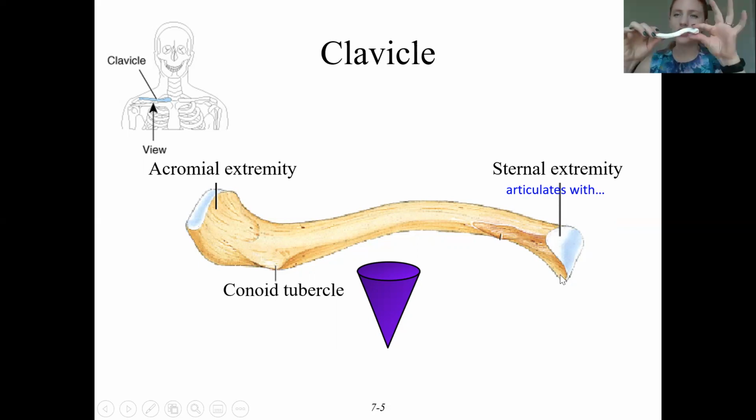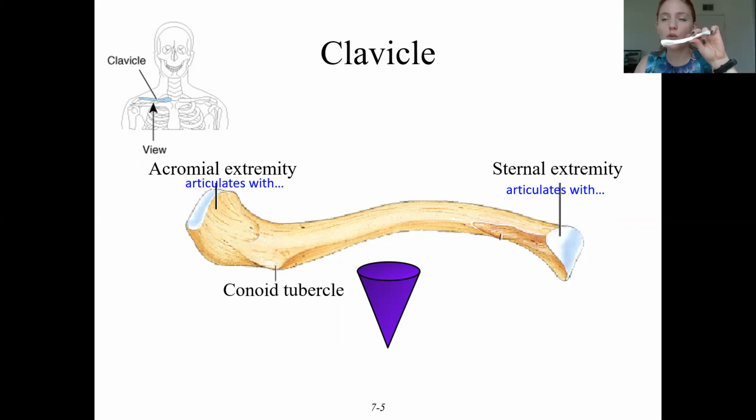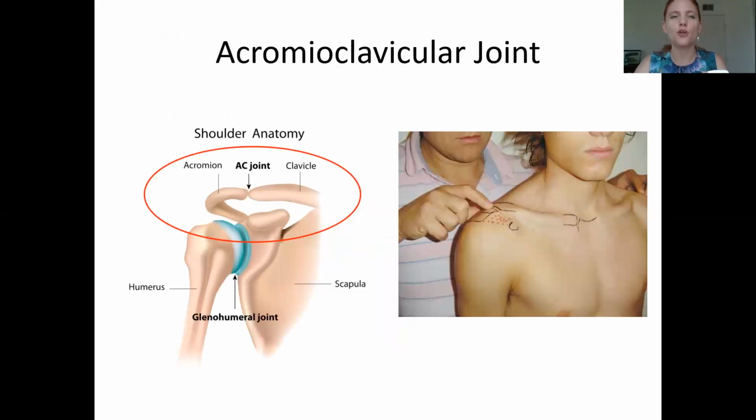And then on the other side, the side that's lumpier and more rounded, that is going to be the acromial end. The acromial end is going to articulate with the acromion of the scapula. So this end here, the sternal end, is going to articulate with the sternum. The acromial end is going to articulate with the scapula, which creates the shoulder joint. That will be what's called the acromioclavicular joint.